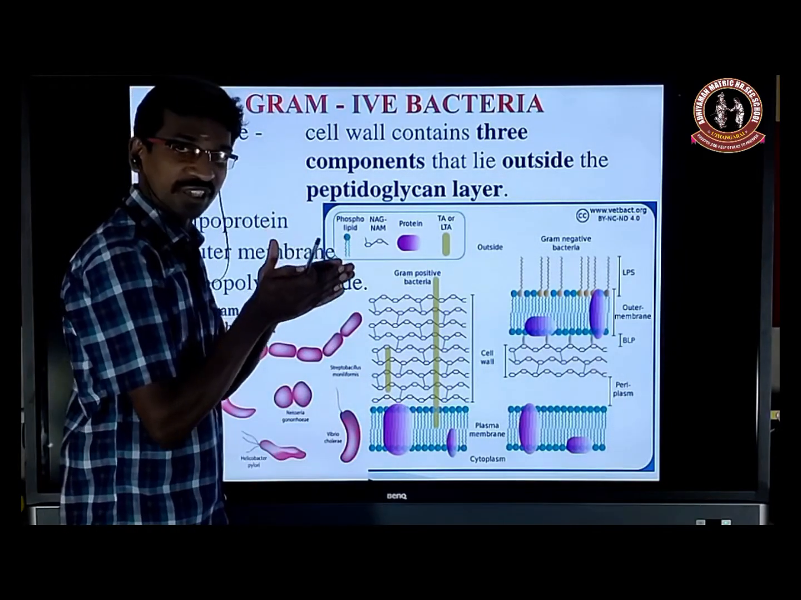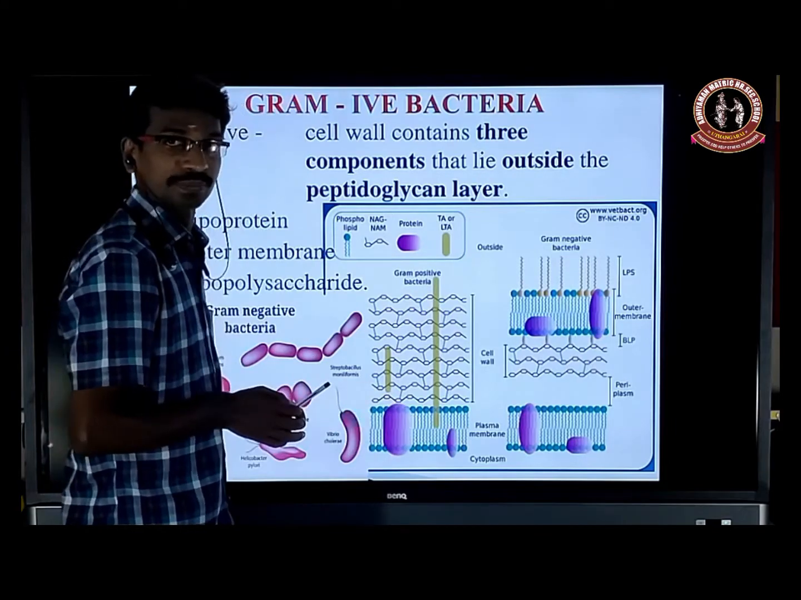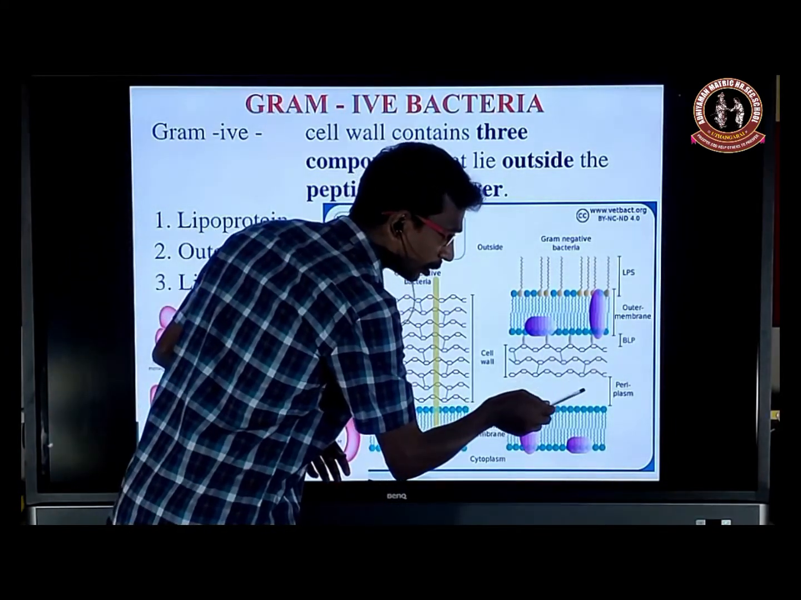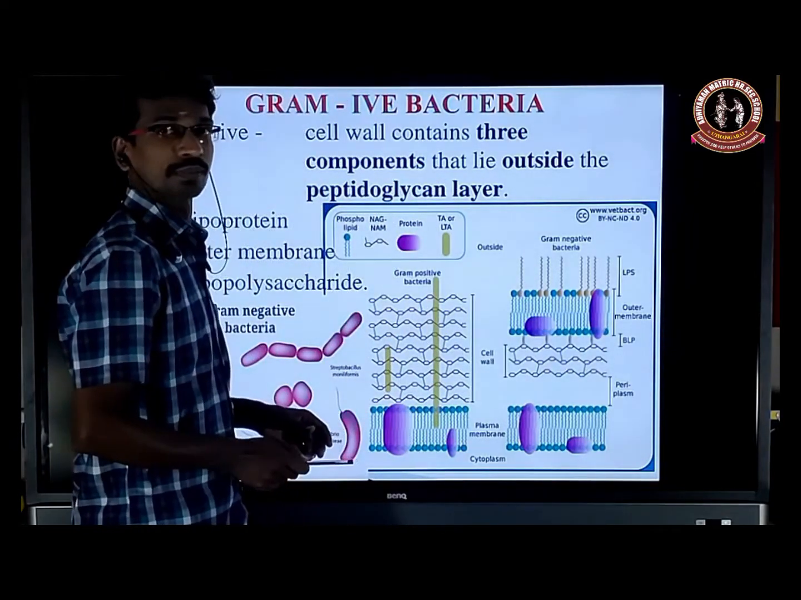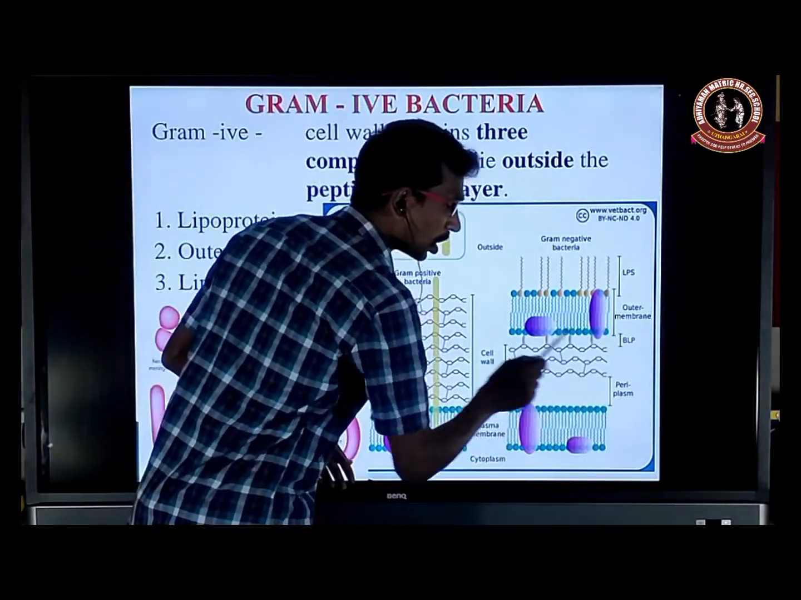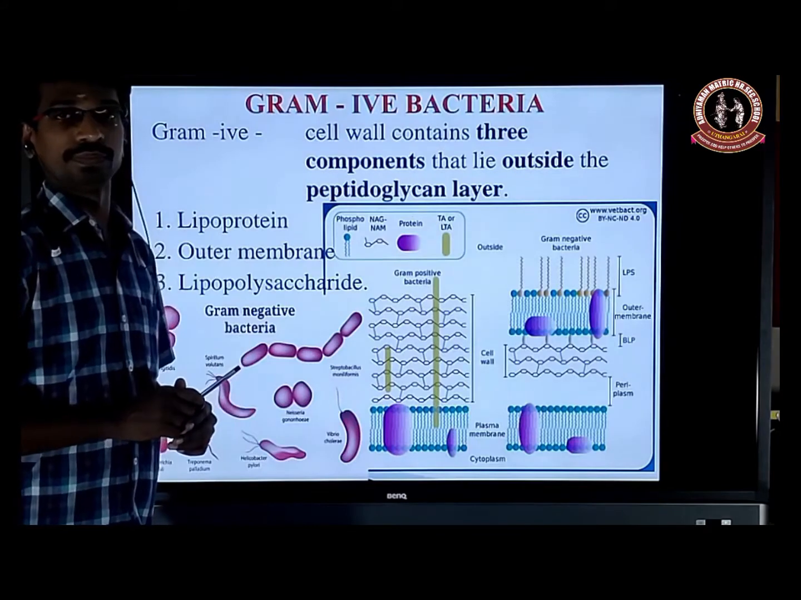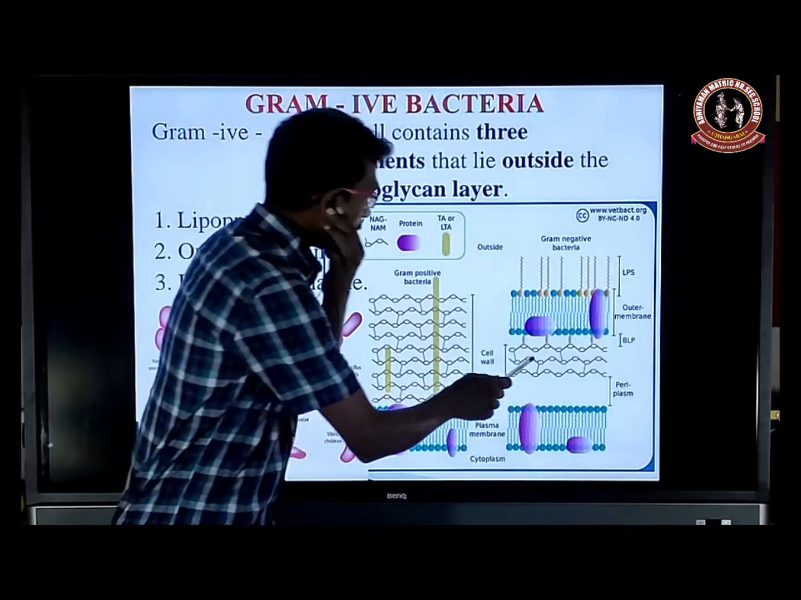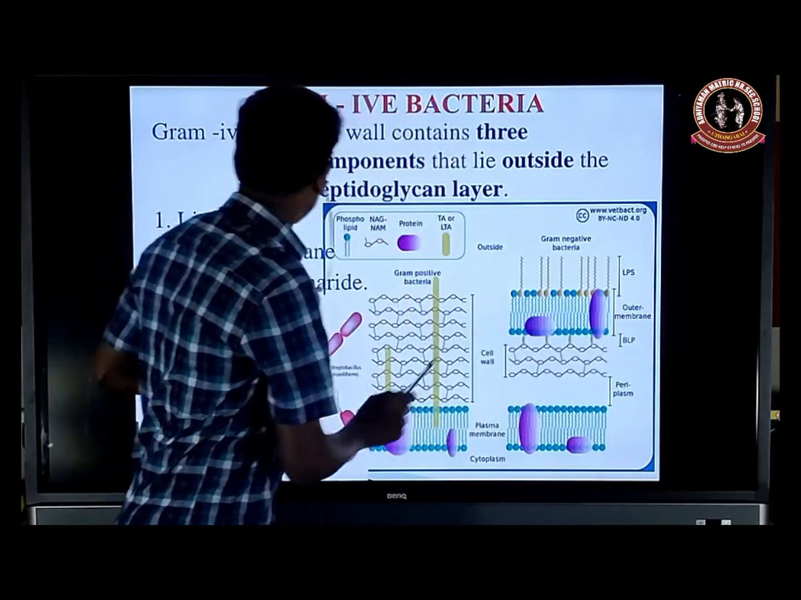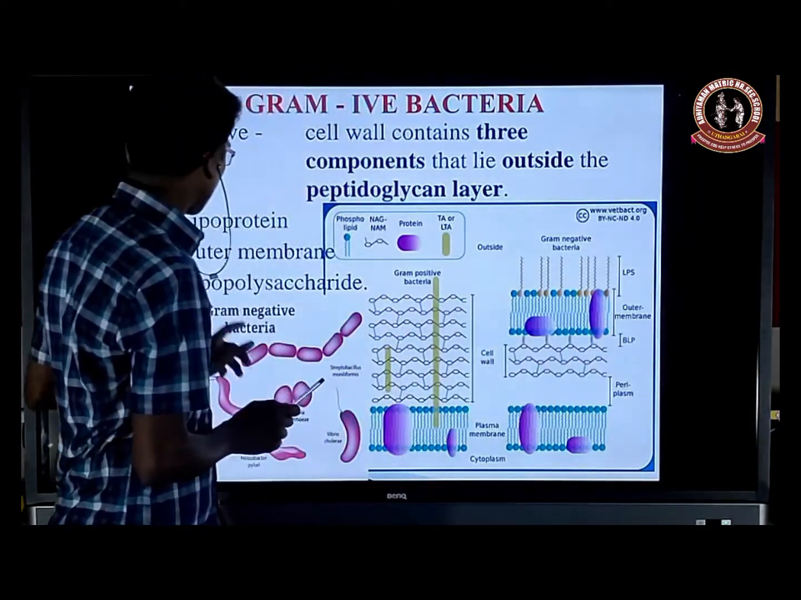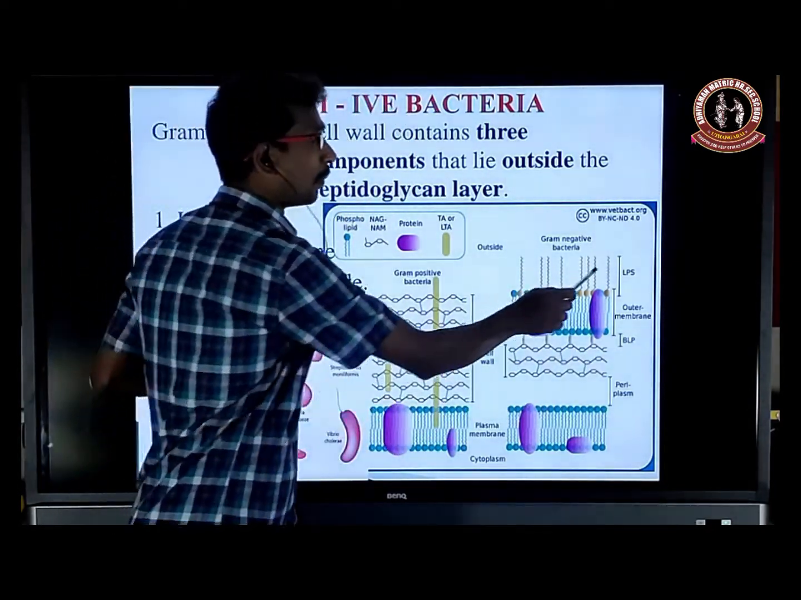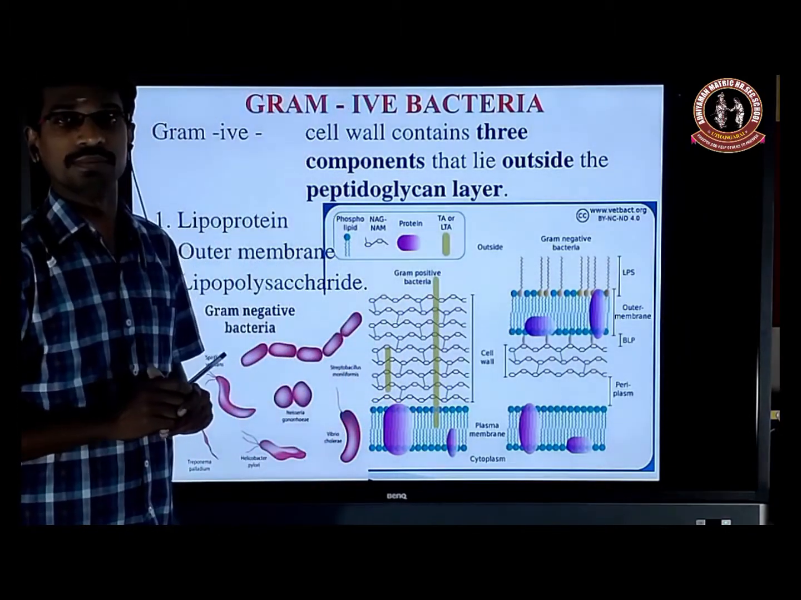It is tightly fixed with the cell membrane. Here, some space is present in between the cell membrane and the cell wall. That is called the periplasmic space. And then outer to the cell wall, what is present? The lipoprotein. So lipoprotein is present, and the outer membrane and the lipopolysaccharide are present.